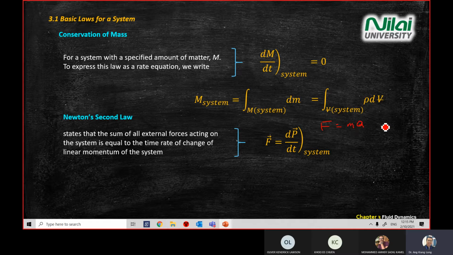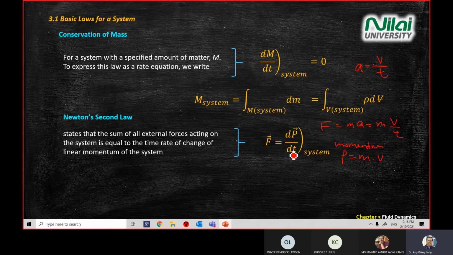So what is acceleration? Acceleration is the rate of change of your speed, v divided by t. So you can write mv divided by t. You know that momentum is equal to m times the velocity. So from the equation itself, F equal to ma equal to mv divided by t, you can see that there's a momentum component inside Newton's second law. In the textbook definition, you write dp divided by dt, with p equal to momentum. So it's a change of momentum over time.